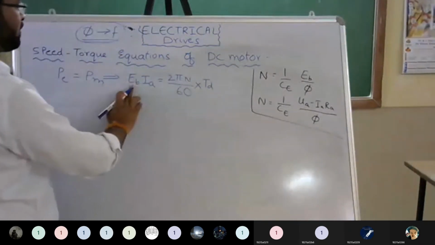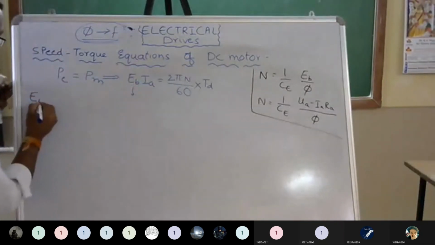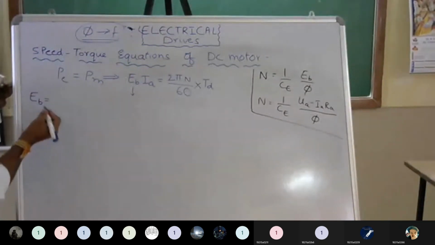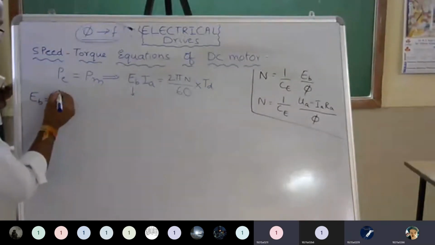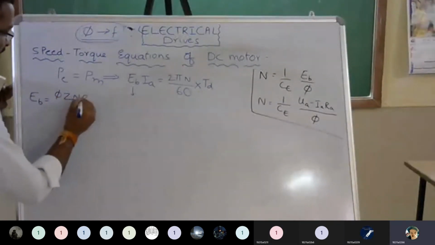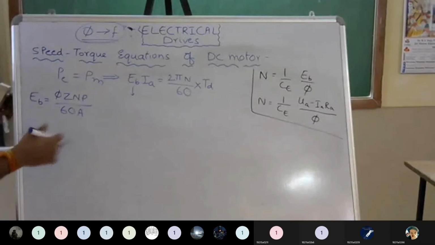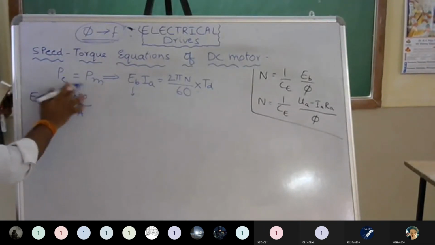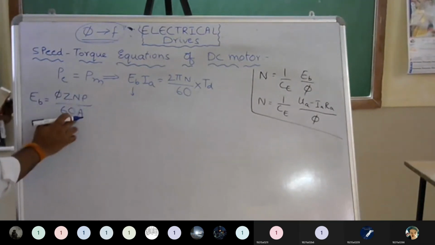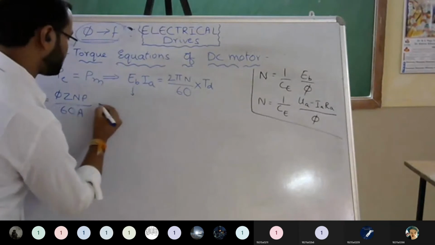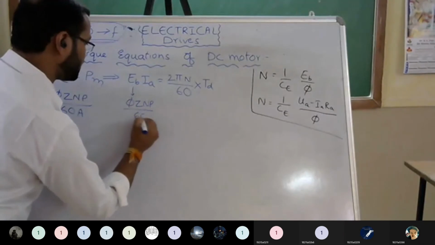EB we already derived. What is the formula for EB? Just now we derived it: phi Z N P by 60 A. You people have to practice, then only you will remember. You have to understand: phi is flux, then flux per time is n by 60, then Z conductors and A parallel paths. So I will substitute this here. Then EB is equal to phi Z N P by 60 A.